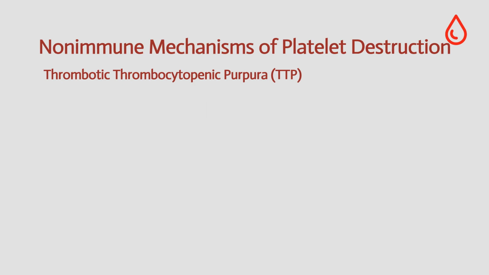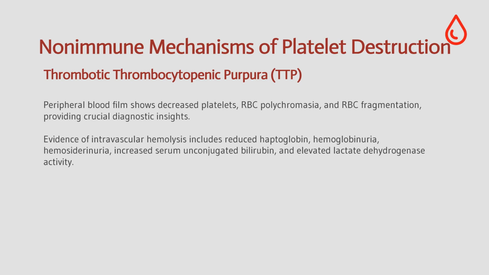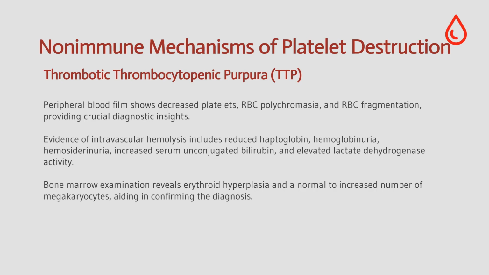Now, let's explore the laboratory findings associated with TTP. Peripheral blood film shows decreased platelets, RBC polychromasia, and RBC fragmentation, providing crucial diagnostic insights. Evidence of intravascular hemolysis includes reduced haptoglobin, hemoglobinuria, hemosideronuria, increased serum unconjugated bilirubin, and elevated lactate dehydrogenase activity. Bone marrow examination reveals erythroid hyperplasia and a normal to increased number of megakaryocytes, aiding in confirming the diagnosis.